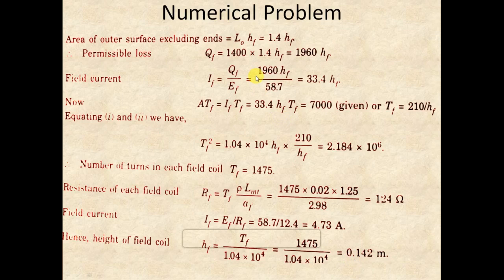Next relation is obtained by using the power loss relation. As the power loss dissipation is occurring only through the outer surface, we have to first find the outer surface area. Outer surface area is L0 into HF. The value of L0 is given. The heat dissipated per unit surface area is given in the problem itself.